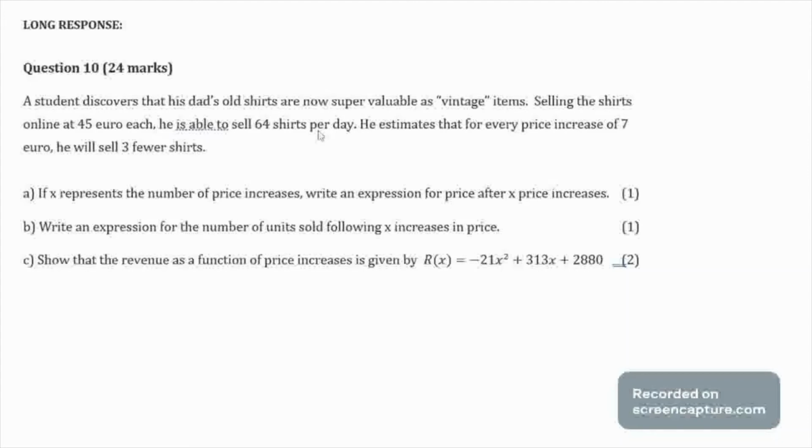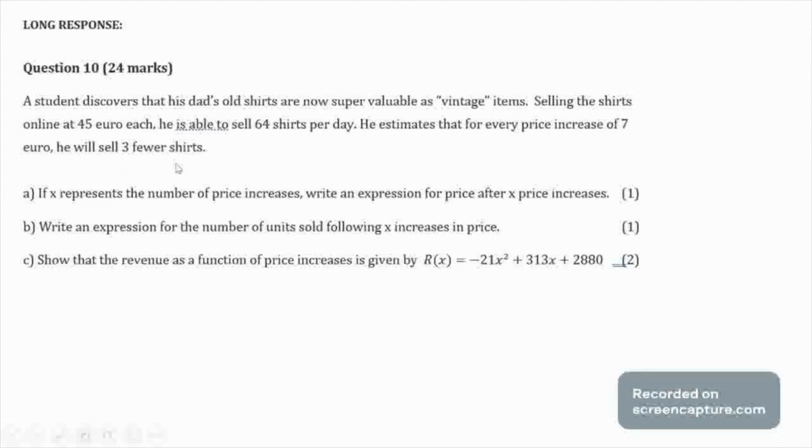64 shirts sold. However, he estimates that for every price increase of 7 euro, so he's thinking, hey, what if I increase this by 7? Then it'll go up to 52 euro. Okay, and then increase by 7 again, up to 59 euro. So for every increase of 7 euro, he will sell 3 fewer.